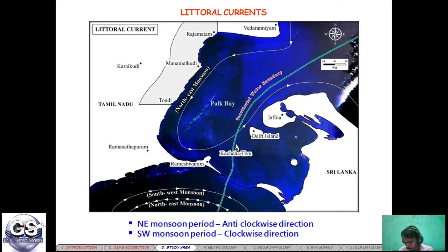That is, during the southwest monsoon period, these littoral currents didn't move into the Palk Bay region because of a major obstruction between Rameswaram and Talaimannar islands. In addition, the coral reefs in between are also a major reason for obstruction of the littoral current. For that reason, this part of Palk Bay has a shallow bathymetry.